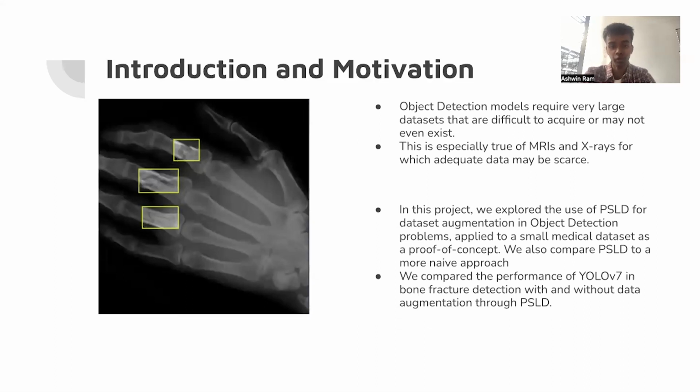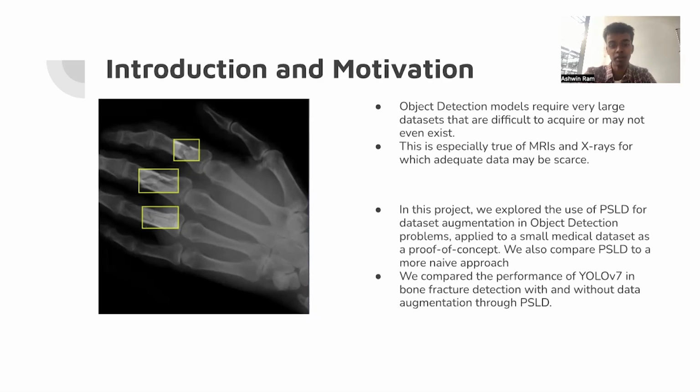Here's an example on the left of an X-ray where object detection could be used to identify fractures. We have taken on this challenge by employing PSLD, posterior sampling latent diffusion, to augment data sets for object detection. This method not only enriches our data, but also allows us to work with a smaller medical data set and then augment it, turning it into a robust proof of concept.